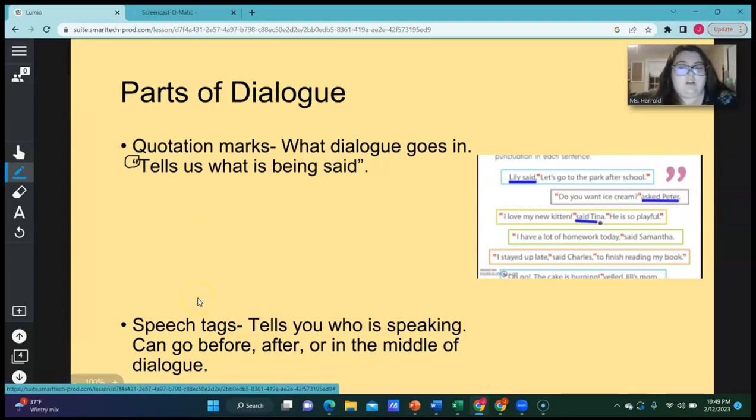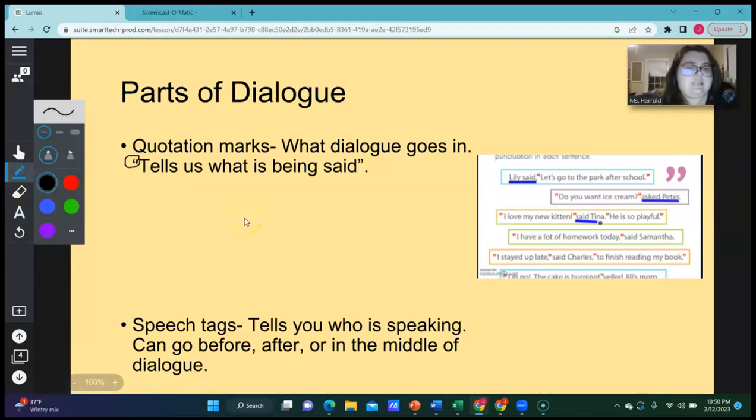Another part of dialogue is something called speech tags. And this might not be something that you have heard of before, and that's okay because we're going to talk about it. Speech tags tell you who's speaking, and they can go before, after, or even in the middle of dialogue. So let's take a look at the picture we have over here. And let's look at some examples of quotation marks and speech tags.